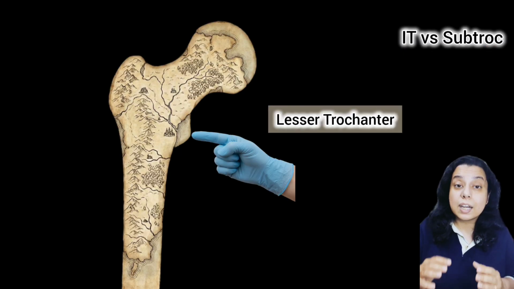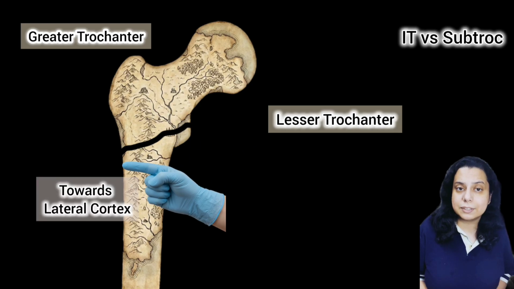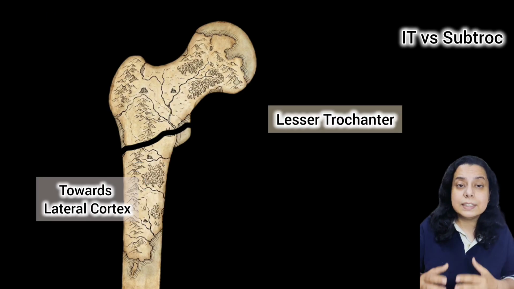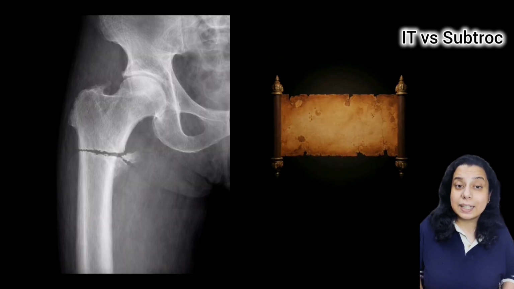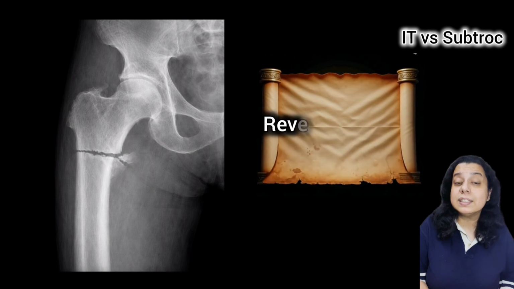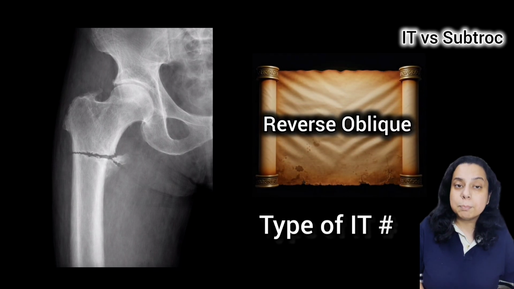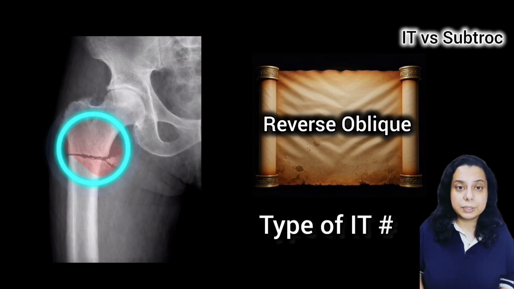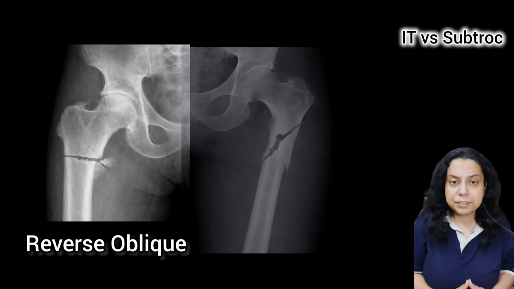Starting from the lesser trochanter, if you see that the fracture starts somewhere near the lesser trochanter and runs towards the lateral cortex, but not to the greater trochanter which lies superiorly. Rather, this fracture will run much inferior to the level of the lesser trochanter, and this would be called the reverse oblique, which is still considered an intertrochanteric fracture because the center of the fracture will still tend to lie over the intertrochanteric region. It is incredibly easy to confuse this with a subtrochanteric fracture.